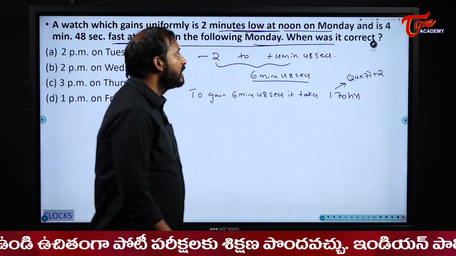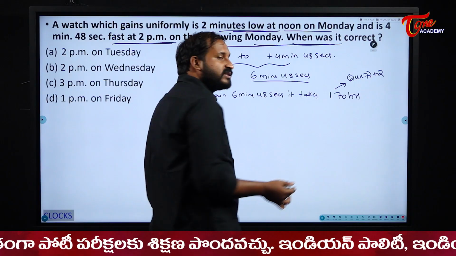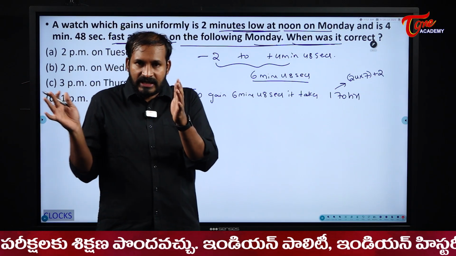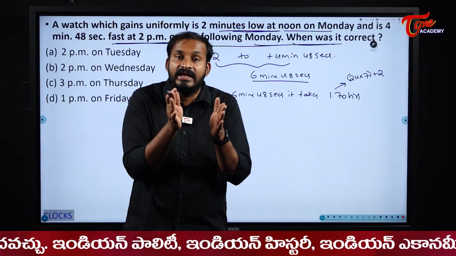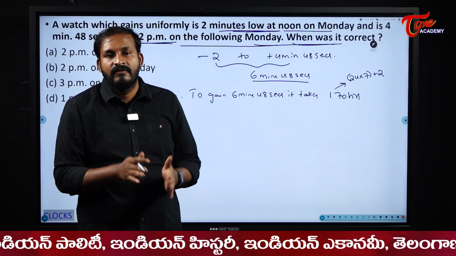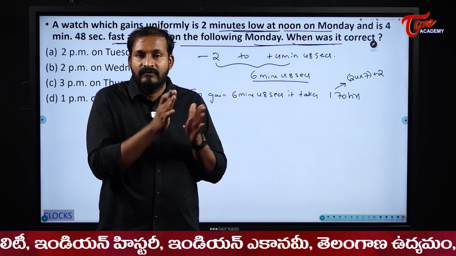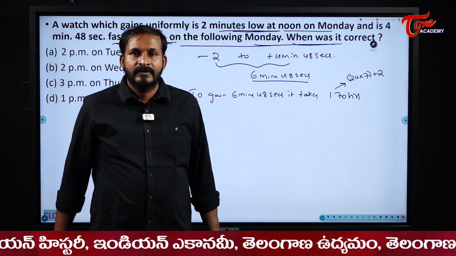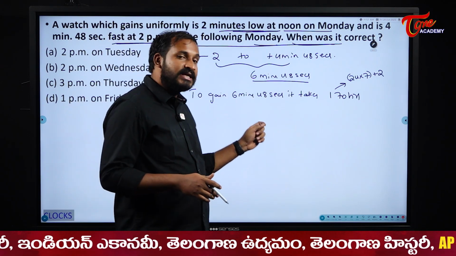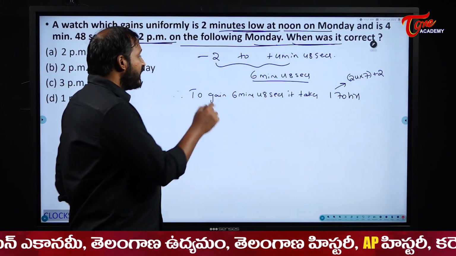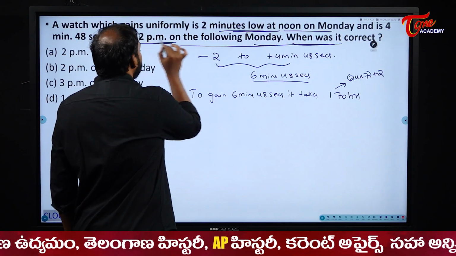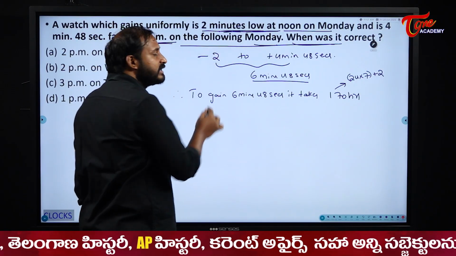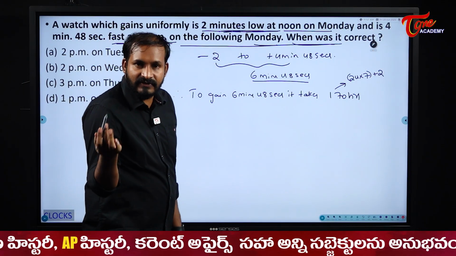Okay, good, super. Now they are asking us, when was it correct? As I have already told you, meanwhile the difference will decrease and at some point of time it will become 0, right? They are asking when it will become 0. When it becomes 0, obviously my watch will show the correct time. So to gain 6 minutes 48 seconds, it takes 170 hours. Now to show the correct time, it should gain how much? It is 2 minutes slow, right? If it gains this 2 minutes, obviously it will show the correct time.